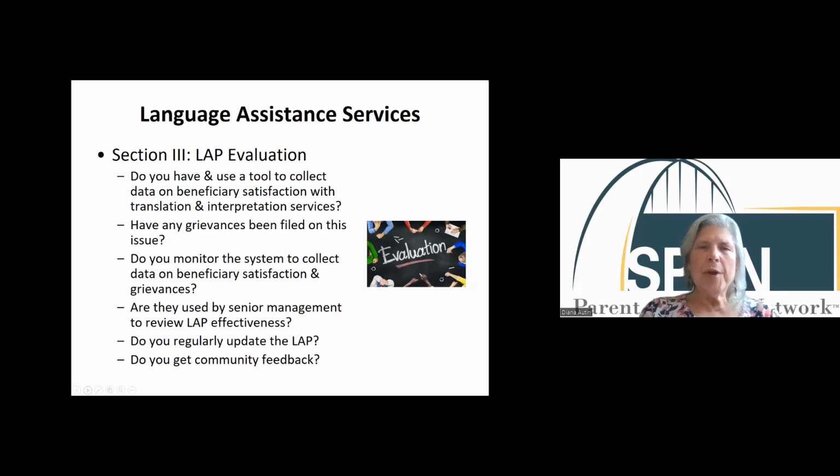And then section 3 of the plan is the evaluation. So a tool to collect data on beneficiary satisfaction with translation and interpretation services, checking to see if any grievances have been filed on a lack of language access, monitoring the system to collect data on beneficiary satisfaction and grievances, senior management using beneficiary satisfaction and grievance information to review the effectiveness of the plan, and then regularly updating the plan.